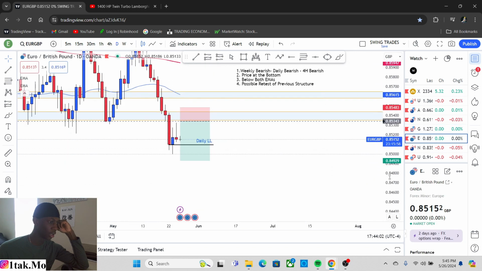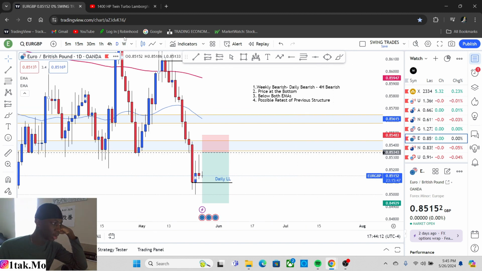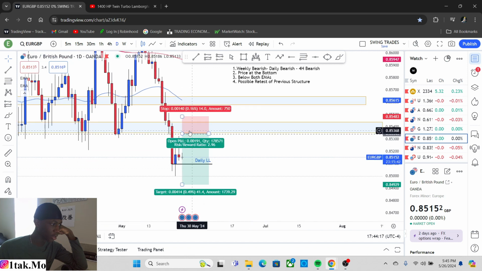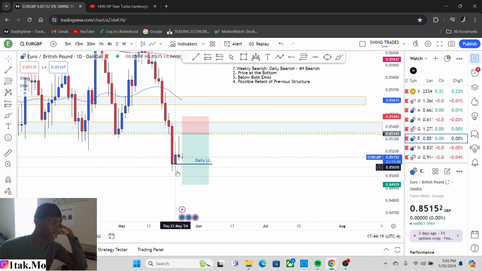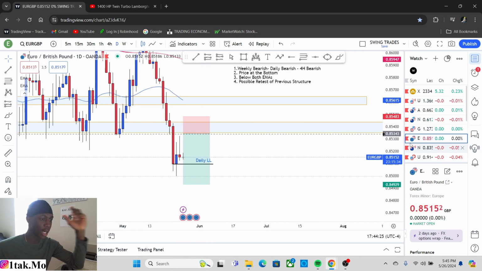Euro GBP, literally at the bottom. I really like this one. Like I told you, I'm more of a seller than a buyer. I can spot sells way easier and faster than buys. Price is at the bottom completely on the weekly and the daily, as you can see. So I'm waiting for price to pull back to this area of interest, a strong area of interest as well, and then continue to the sells, and both EMAs are above it, so that's why. I actually really like this trade.